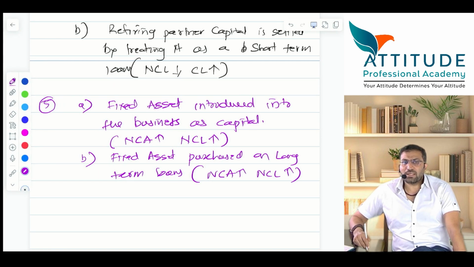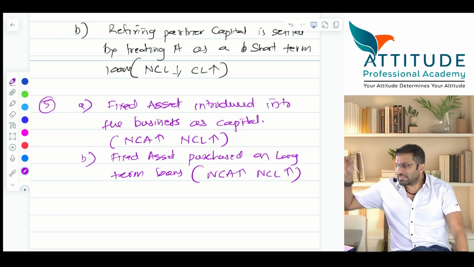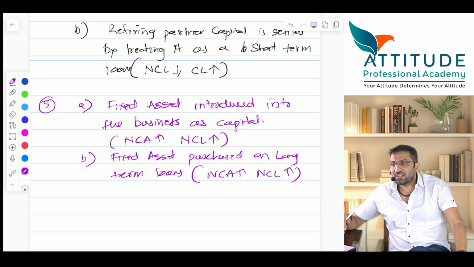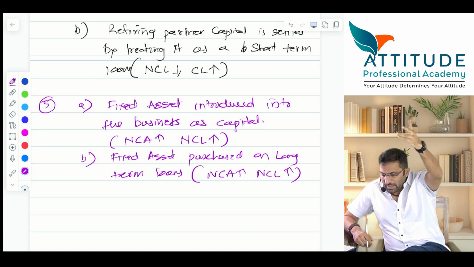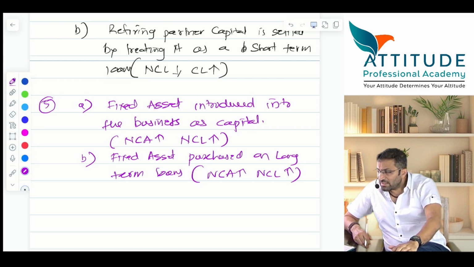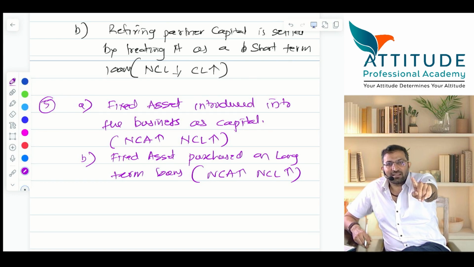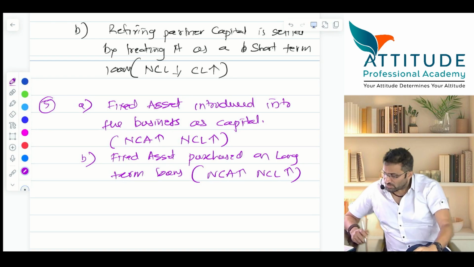What do you mean by depreciation? Depreciation means reduction in the value of an asset. Depreciation is an expense. So tell me the entry. Entry is depreciation account debit to fixed assets. Fixed assets is NCA. NCA reduces. What about depreciation being an expense? More the expense, less the profit. Lesser the profit, lesser the capital. Right. So what will come?